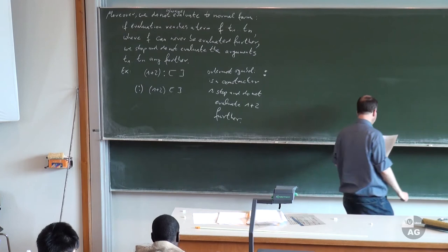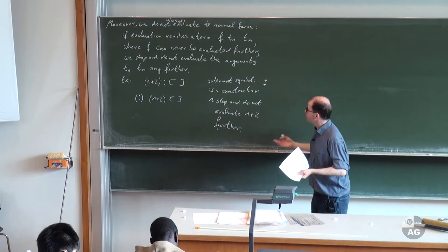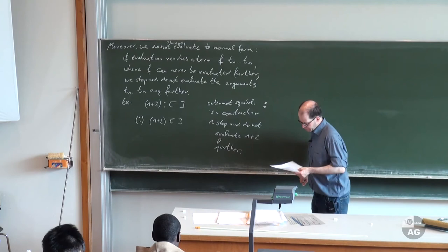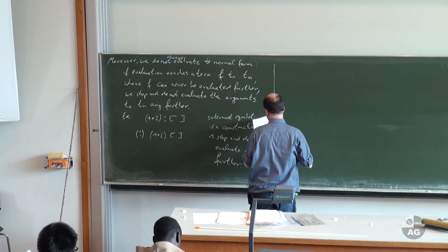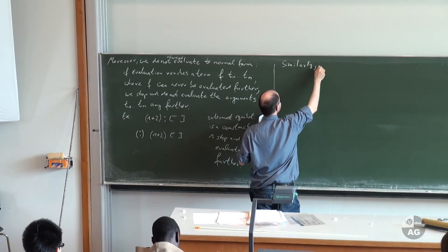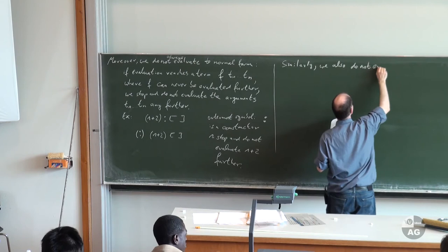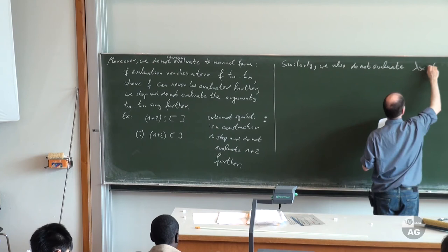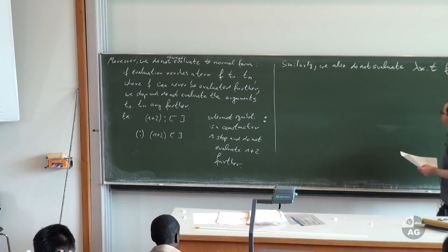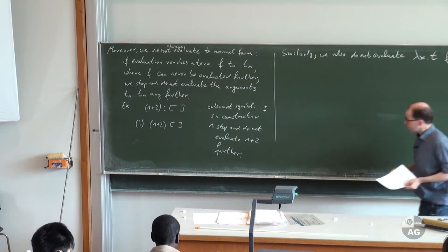And, well, how do we determine these constructors? Well, these are the function symbols for which we do not have any delta rules. And the same thing is done if the outermost symbol is a lambda. So similarly, we also do not evaluate any terms of the form lambda x dot something further. Even though it might be possible to apply rules to this body T, we don't do this anymore. And we call the terms where we stop the evaluation, we say they are in weak head normal form.